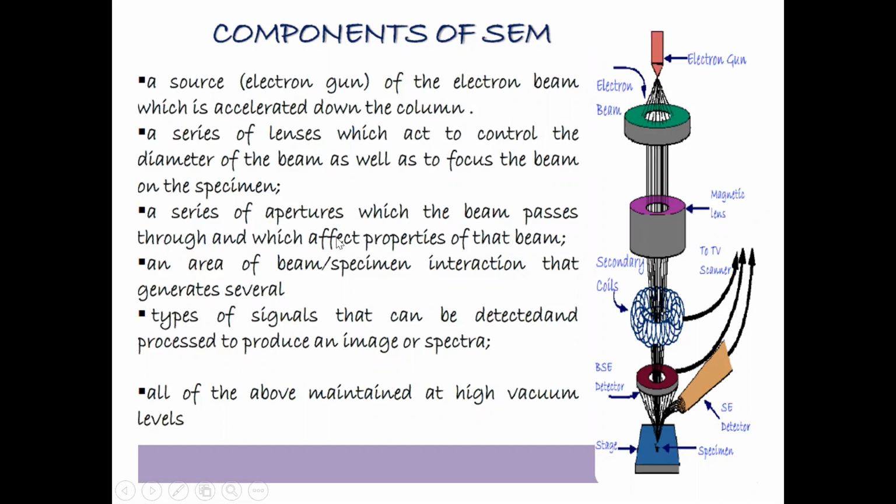A series of apertures, which the beam passes through, affect the properties of that beam, your electrons, right? An area of the specimen interaction generates several phenomena like the tear shape phenomenon over here. So after the production of secondary electrons, backscattered electrons, and X-rays, these types of signals can be detected and processed to produce the image or the spectra.